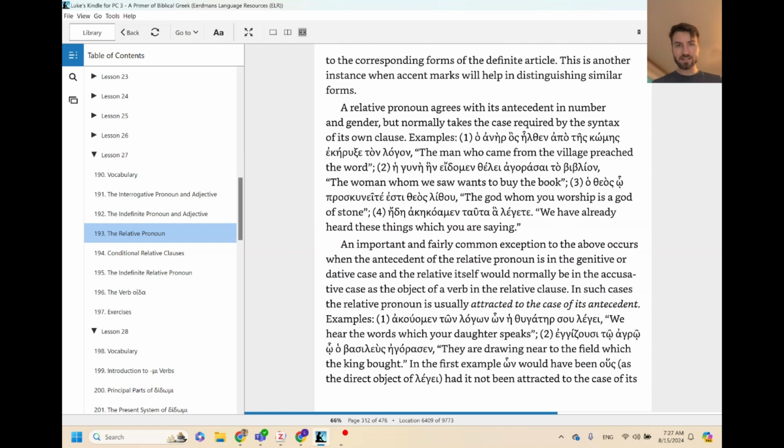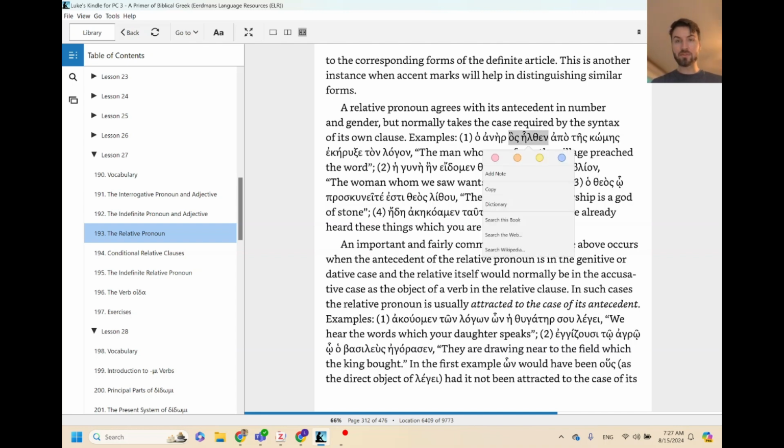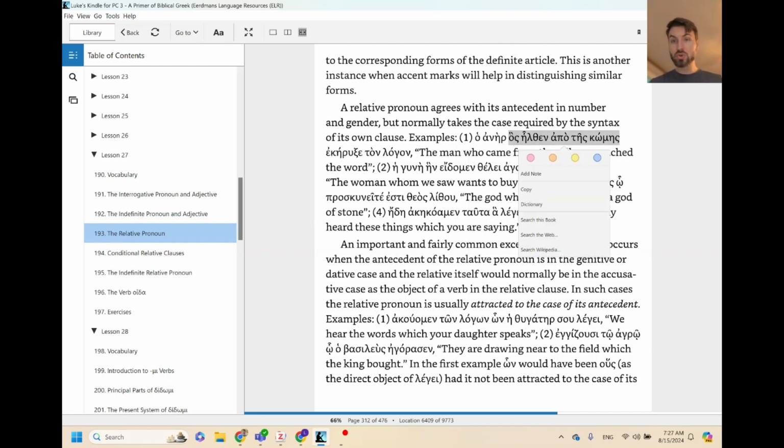So looking at the examples here, we have the man who came from the city. Oops. So I'm going to highlight this. The man who came from the city preached the word. Notice that we could just take out this whole phrase. And we could just say, the man preached the word. Okay, this whole phrase is just modifying, it's giving you more information about the man, but it's not part of the main phrase. It's modifying a noun in the sentence.